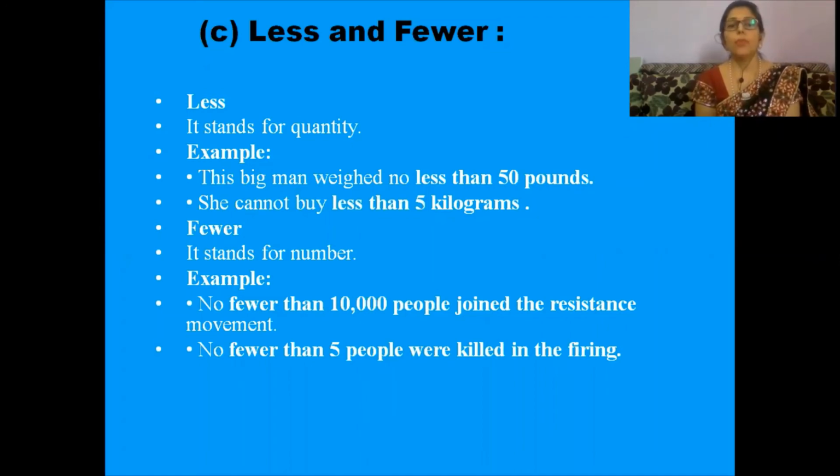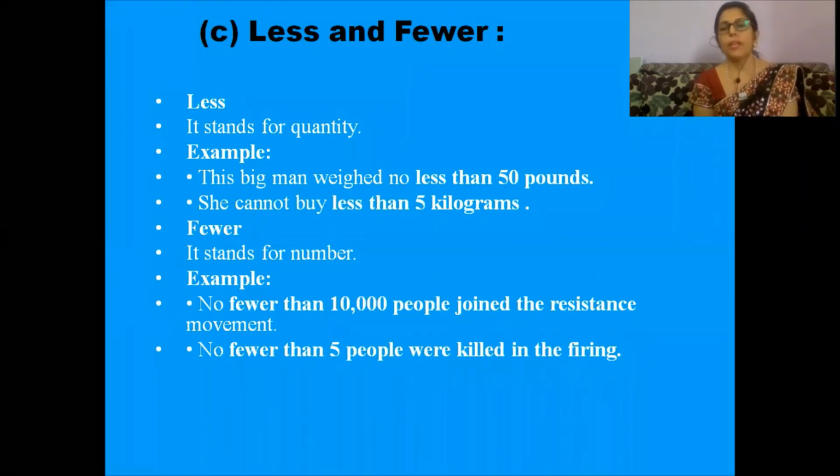If you talk about fewer, no fewer than 10,000 people joined the resistance movement. No fewer than 5 people are killed in the firing. That means you can count the people, but you cannot count quantity or weight. Even kilogram is a measure, but you cannot count 5.